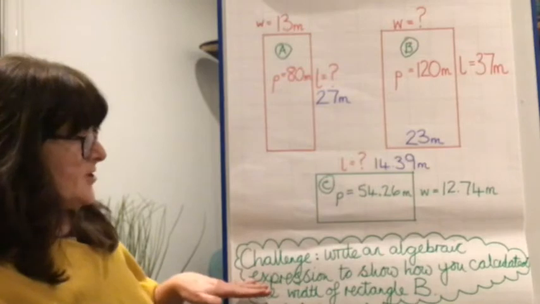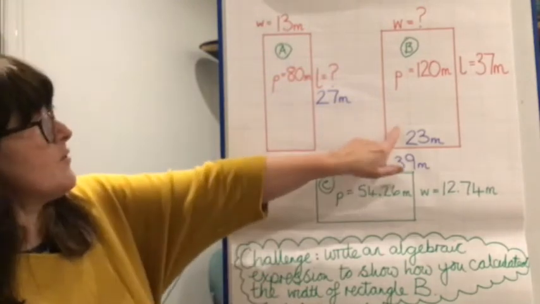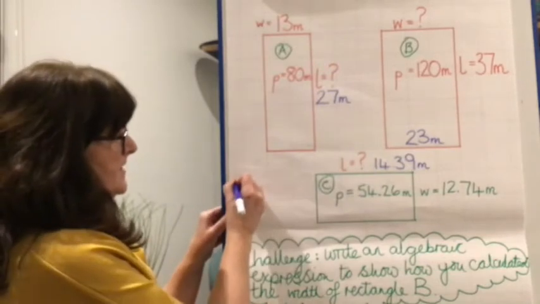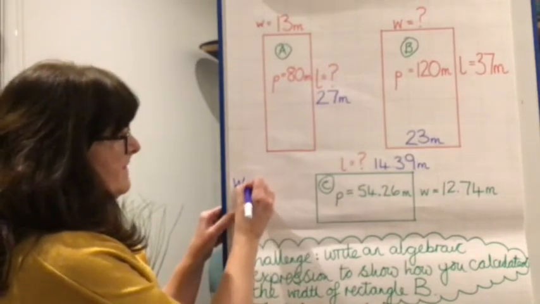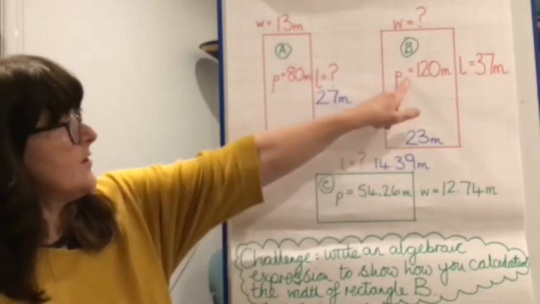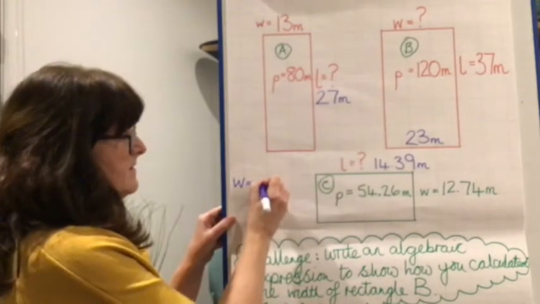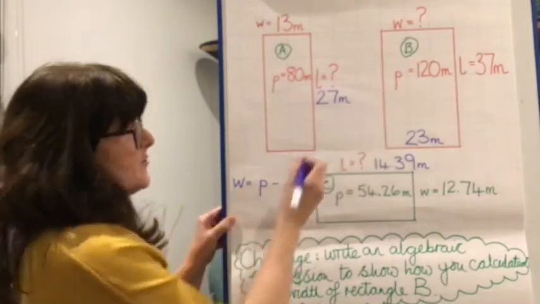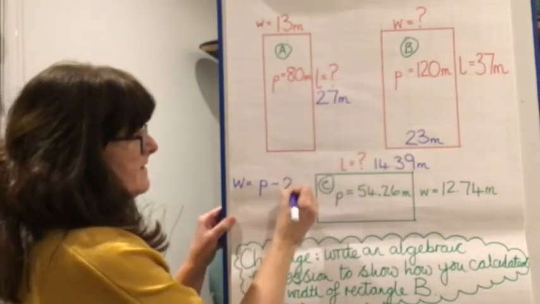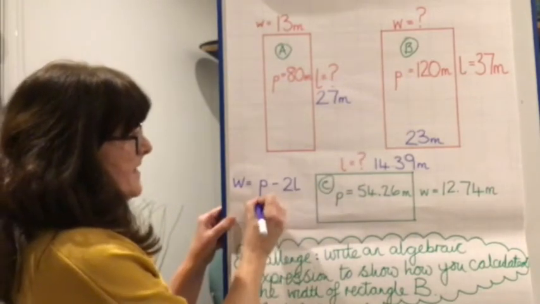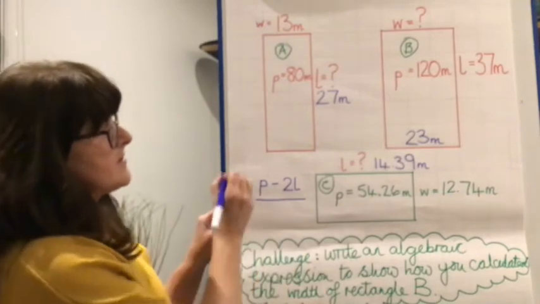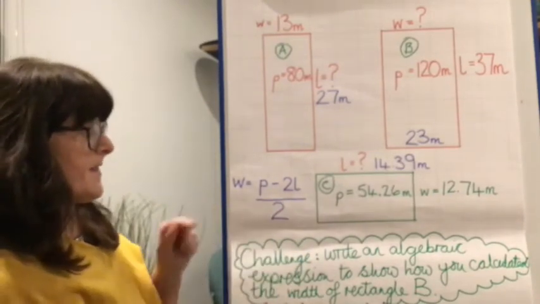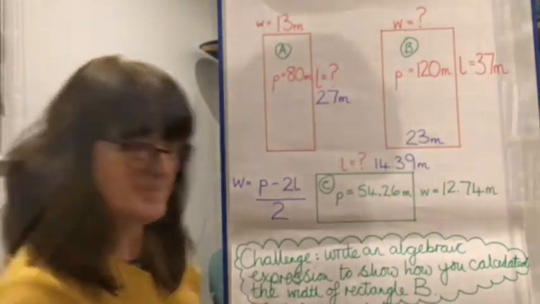The challenge. So in triangle B, you're missing the width. So to calculate the width, you would have taken the perimeter and you would have subtracted 2 lots of the length. And then when you got your answer, you would have divided it by 2. That was a tricky challenge there.